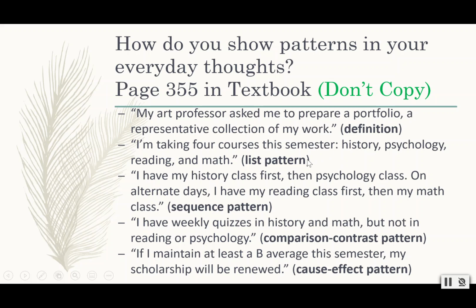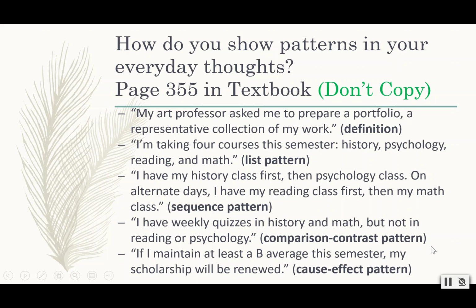Okay. Another pattern we have is a list pattern. I'm taking 4 courses this semester: history, psychology, reading, and math. Okay. Here with a list, we're just listing our things. It doesn't matter what order they go in, we're just listing our subjects. But then we have something called a sequence pattern. I have my history class first, then psychology class. On alternative days, I have my reading class first, then my math class. So here the order matters because you're taking classes at a specific time on specific days.